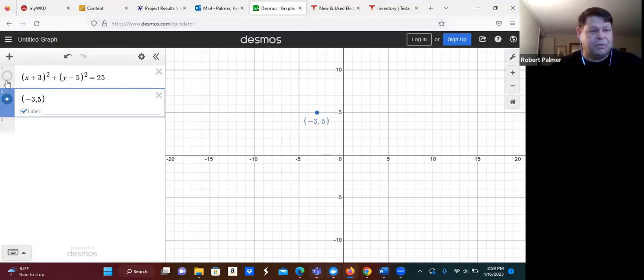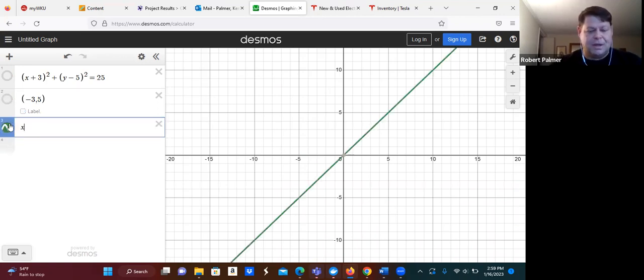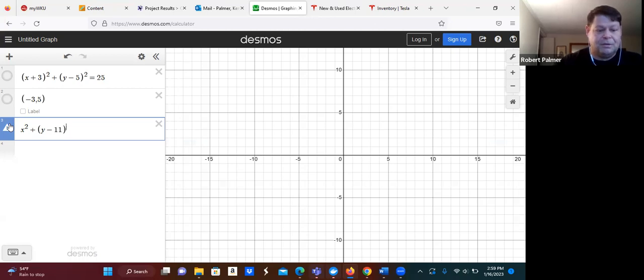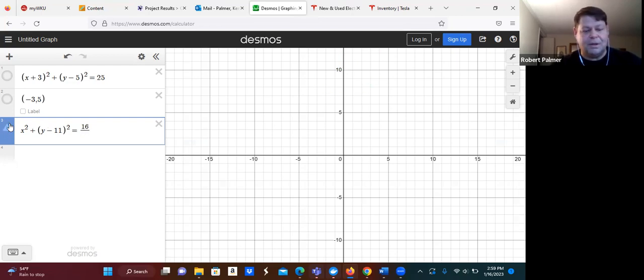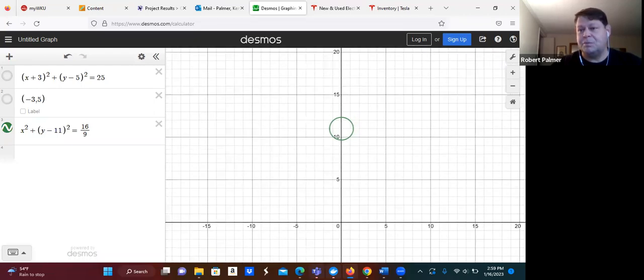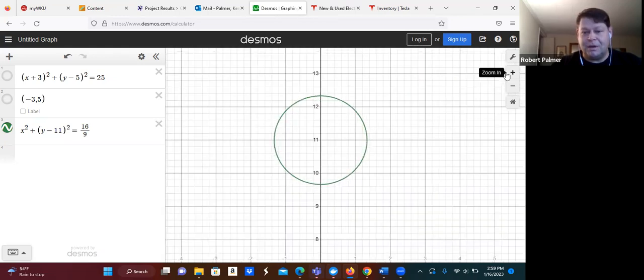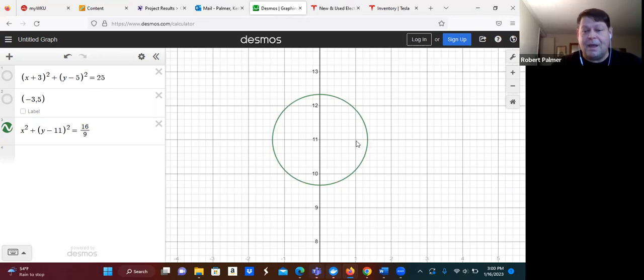So I'm just going to turn both of these off. And also you have to make sure you don't label that. Then it was x squared plus y minus 11 squared is equal to, then you do a fraction in Desmos, just do the numerator, then the fraction sign, then 9. Okay, so that, and we can move this around, that's our center. That's our circle. So let's zoom in a bit and see this. We said our center should be at 0, 11. It is. And then that's our circle.